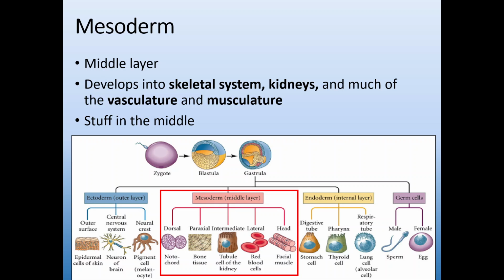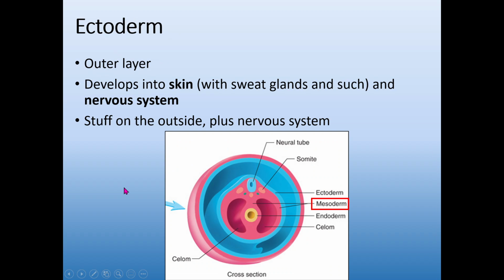Oh, here's a summary slide for you. So here we have our endoderm, what it becomes. Here's our mesoderm, all of the things that it's going to become. And then we can move on to the ectoderm, which is the outermost layer. So we've created that tube. This is the outside structure. So it's going to be the outside plus something extra.